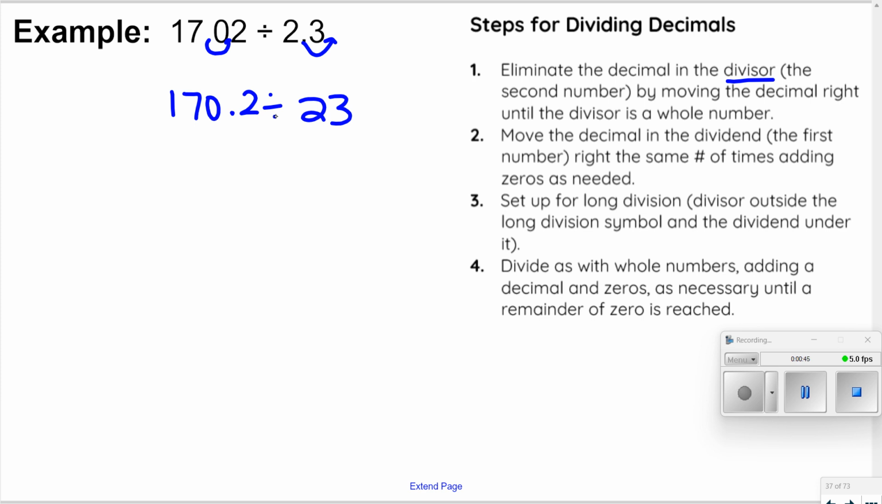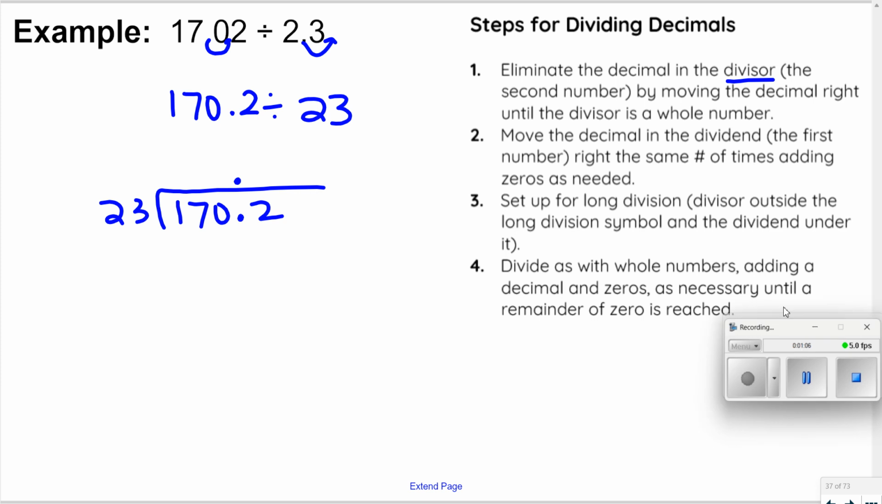So we're going to set it up for long division. The divisor goes on the outside. The dividend goes on the inside. Now, as soon as I have a decimal in the dividend, I also know that I have a decimal in the quotient. So the decimal lines up. So now I'm going to look for the groups of 23 that go into that number.